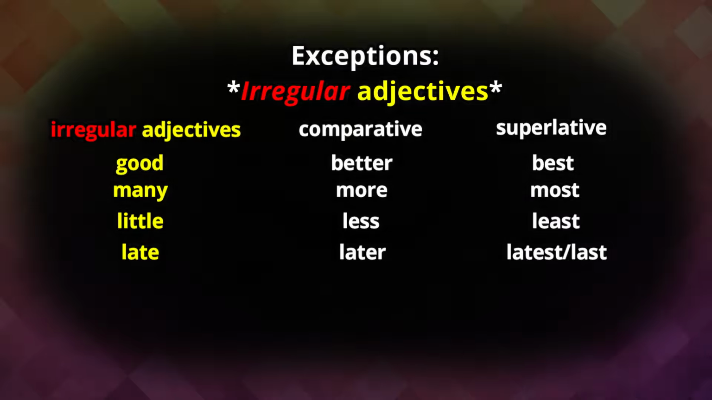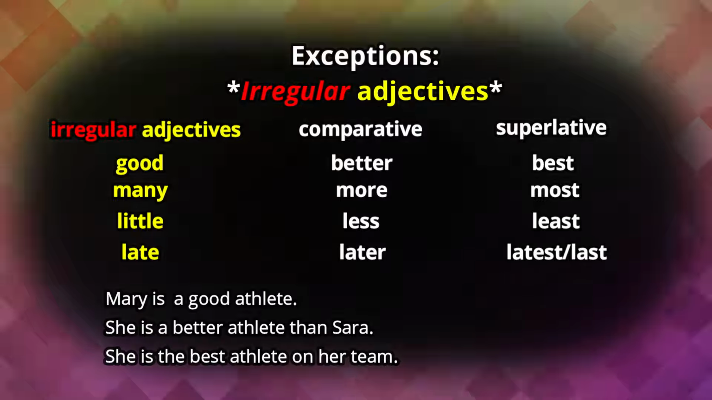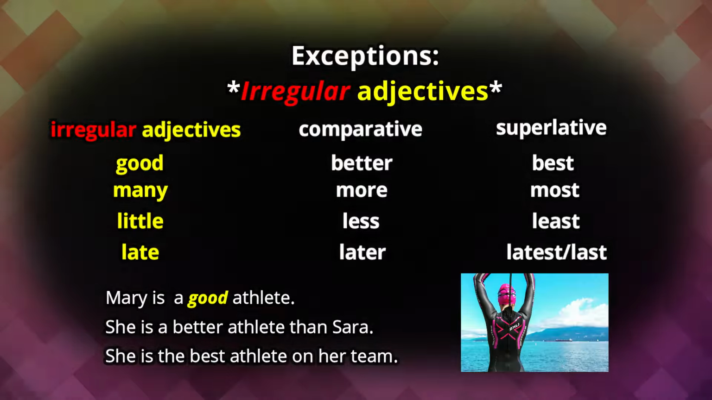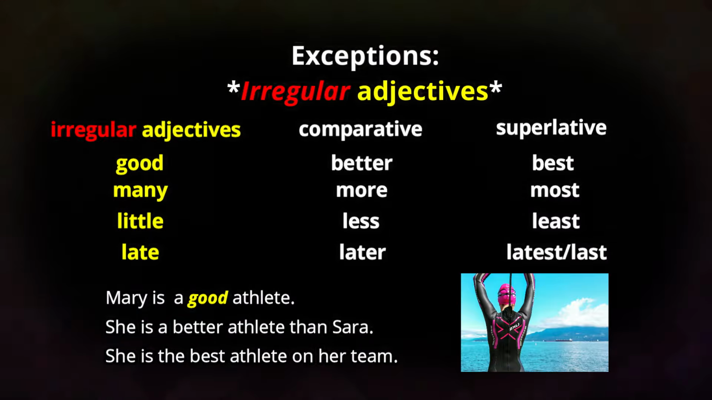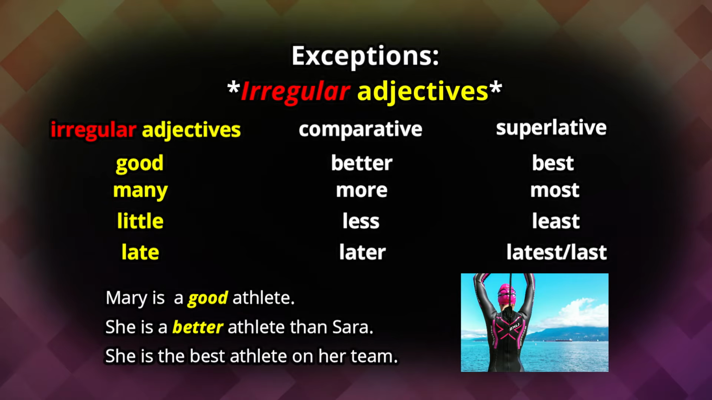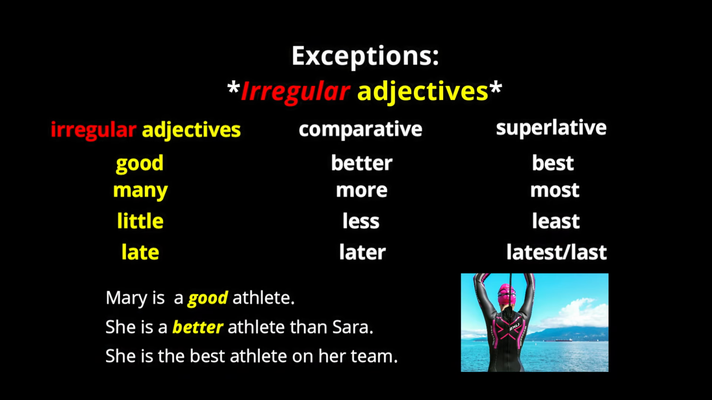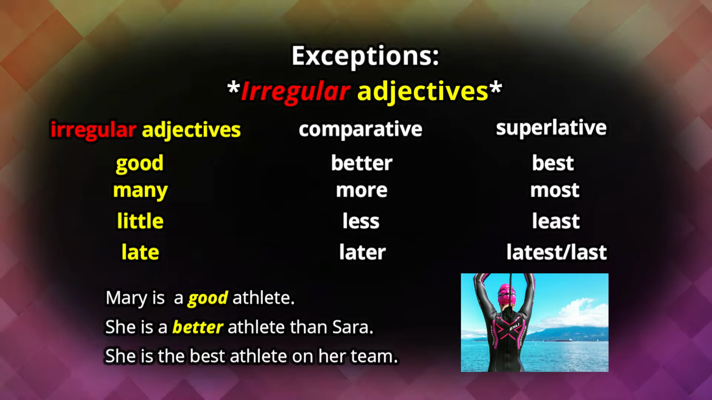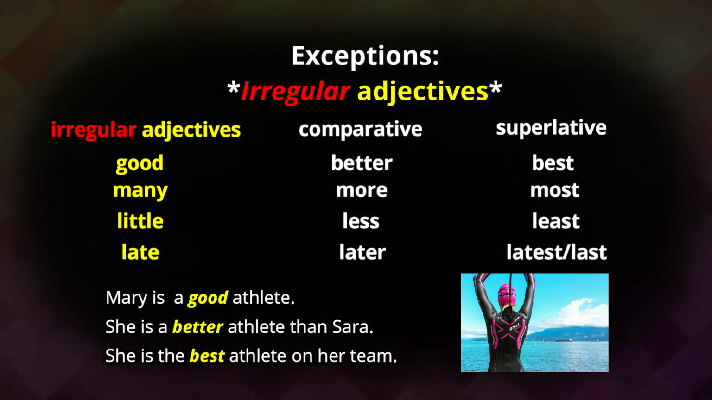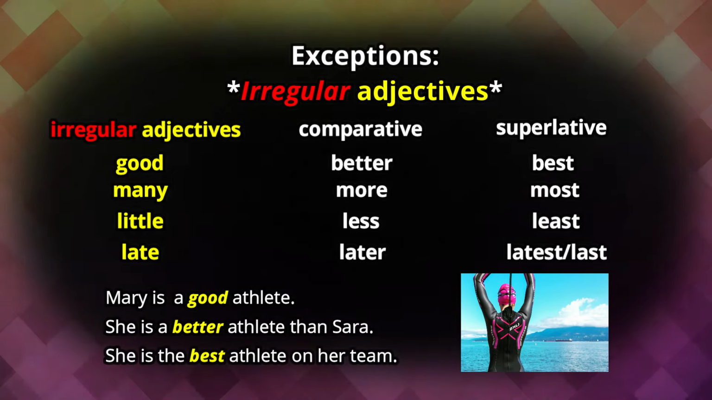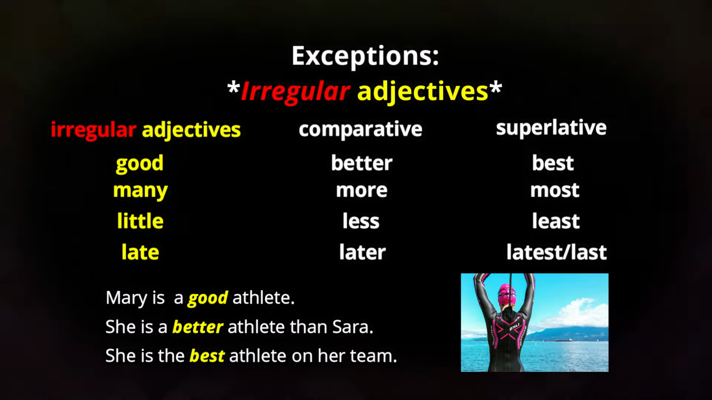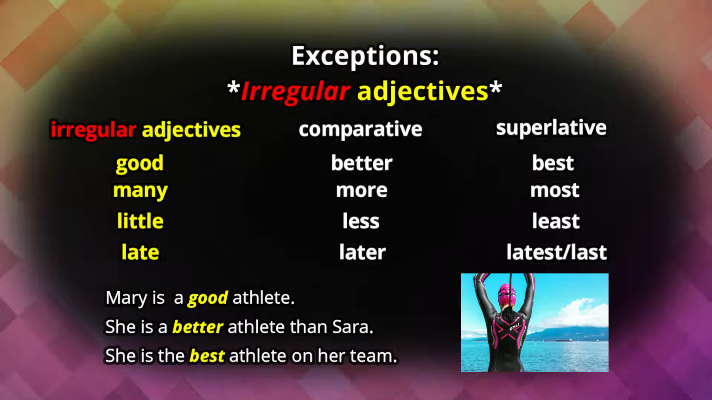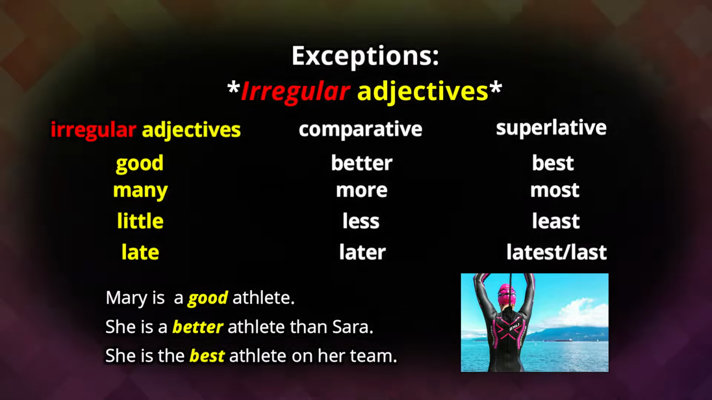And let's just look at an example of good as an adjective. All right, so Mary is a good athlete. She is a better athlete than Sarah. We're comparing Mary to Sarah. And then she is the best athlete on her team. She is the best. We're comparing her to everyone else on the team. And that's the group. Okay, and that's the best for the superlative.